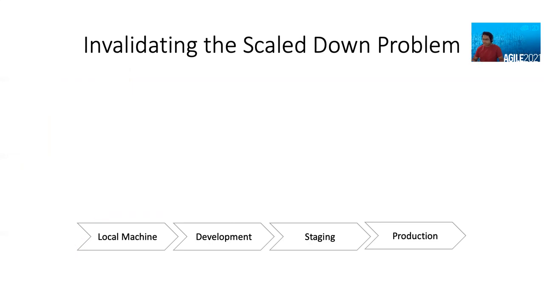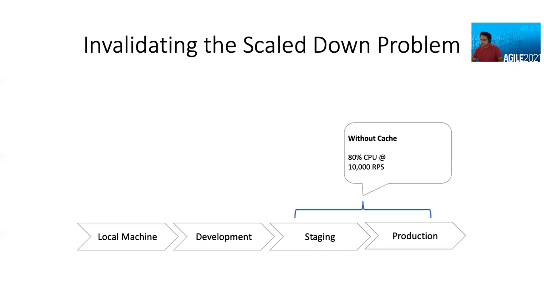Let's look at one more example. This is one of my favorites for invalidating hypotheses. Let's say in production, the baseline KPI at the moment is we are at 80% CPU at about 10,000 RPS. Now with cache, we'd like to reach 1 million RPS at the same 80% CPU. Fairly ambitious, but let's see what happens.